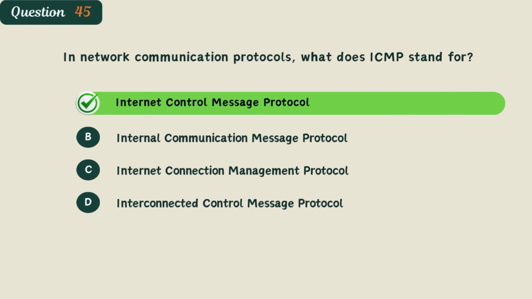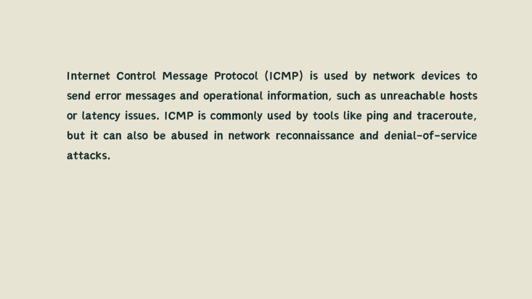Correct answer: A. Internet Control Message Protocol. Internet Control Message Protocol, ICMP, is used by network devices to send error messages and operational information, such as unreachable hosts or latency issues. ICMP is commonly used by tools like ping and traceroute, but it can also be abused in network reconnaissance and denial of service attacks.